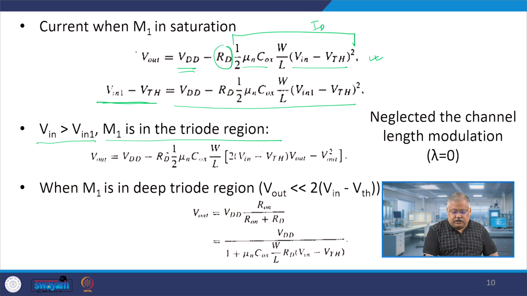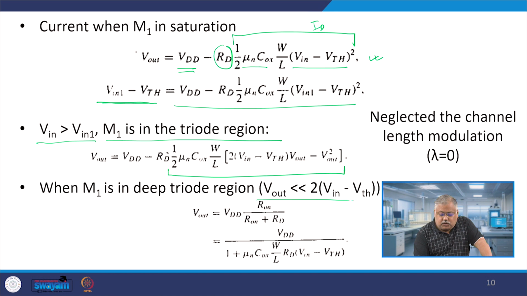M1 is then in the triode region, and in the triode region the expression for the drain current changes as compared to the saturation region. It is given by this quantity here, and it is a nonlinear function of V out. In deep triode, when V out is much smaller than 2 times (V in minus VTH), I get my V out to be equal to VDD into R on by RD.